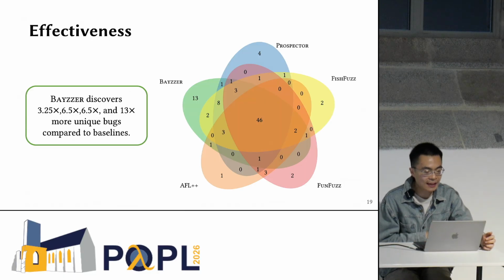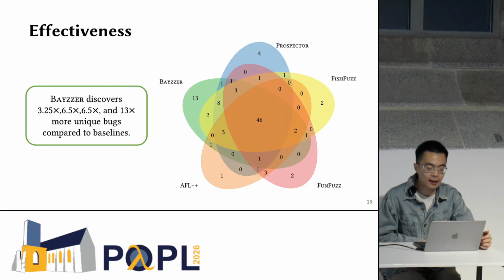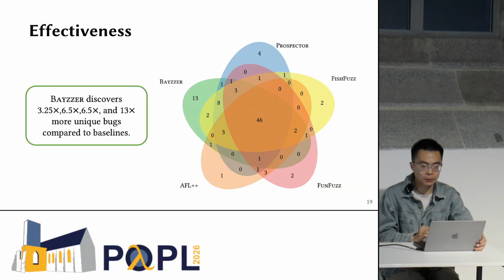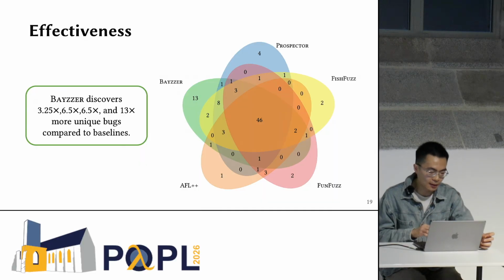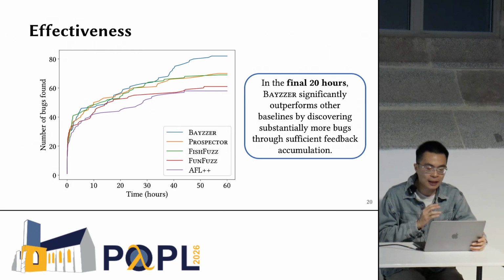We use a Venn diagram to illustrate the bugs discovered by different fuzzers. Compared to other baselines, Bayesian is able to find 3.25 to 13 times more unique bugs, which clearly demonstrates its significantly stronger bug-finding capability. We further use bug discovery curves over time to provide a more direct visualization.